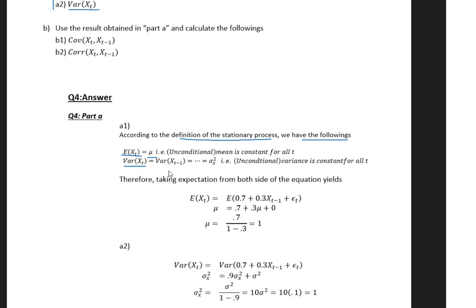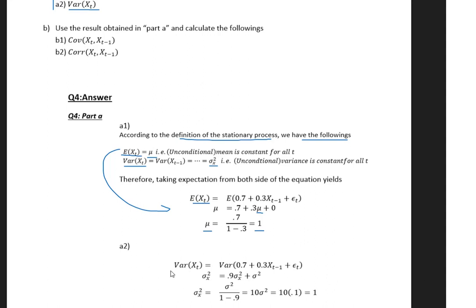And the variance also is constant. So here we call it some sigma squared of x. Therefore, taking expectation from both sides, we simply write the formula and take expectation since it's constant. And if we expand it, there will be the expected value of xt minus 1, which is going to be mu, again constant, based on this definition. We use this definition here. Solving for mu, we obtain that mu is equal 1.